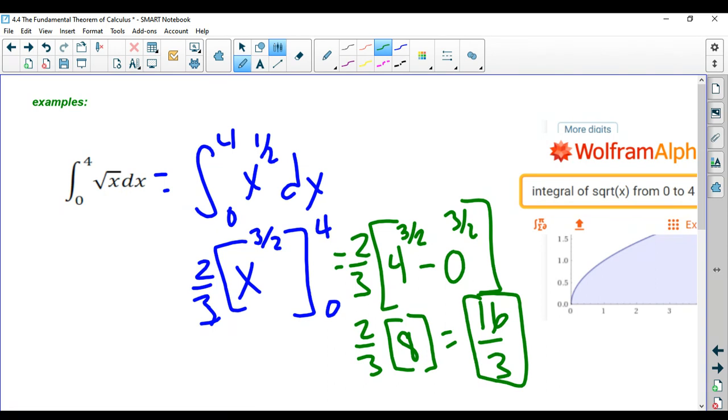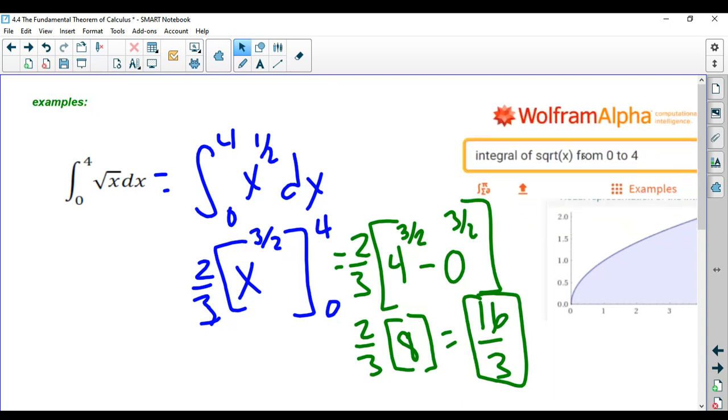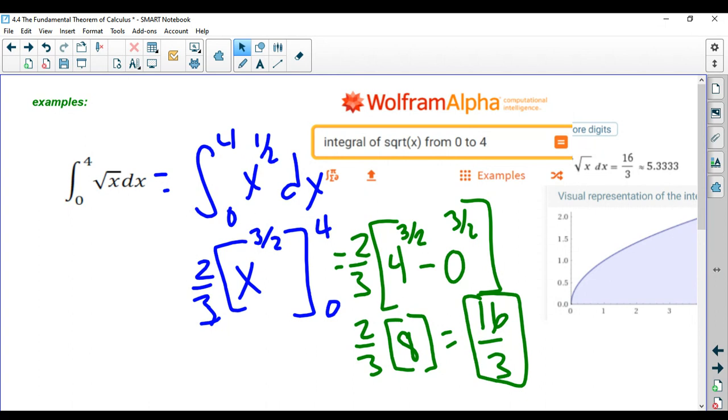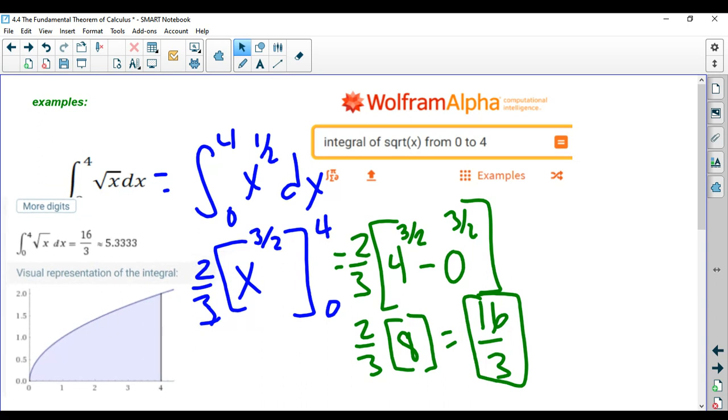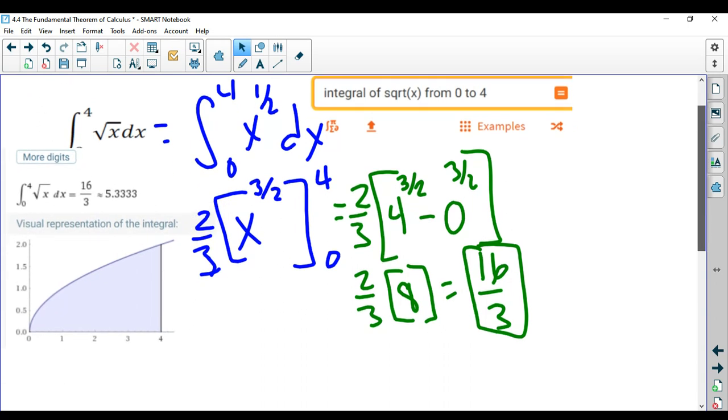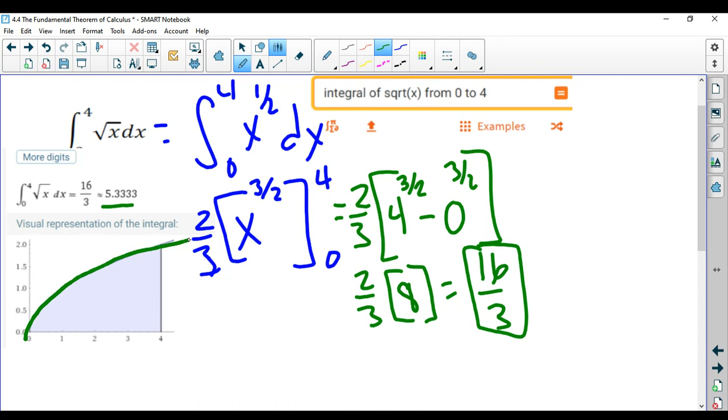So I'm using Wolfram Alpha to check. You may or may not have a graphing calculator, so it doesn't really matter. Using Wolfram Alpha, you just type in the integral of the square root of x from 0 to 4. You'll know what you mean. And then it's going to give you, I'll put it over here because it's going to give you this answer, 16/3, which is what we got. Approximation. You can see a visual representation, which is pretty big. That shows us that this graph is non-negative, so it did calculate the area. That is the area under the graph of the square root of x.